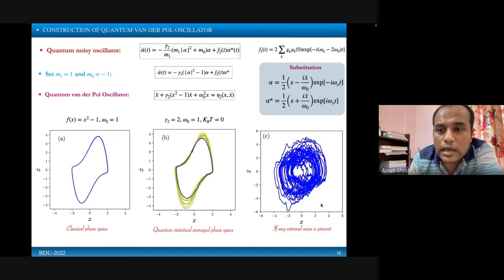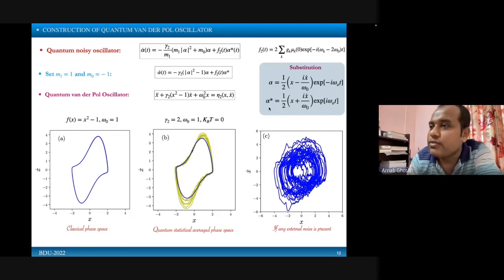Okay. Now this is the Van der Pol oscillator. What about the Rayleigh oscillator? For the Van der Pol oscillator, f of x is of the form x squared minus 1. On the other hand, for Rayleigh, you will see that there is x dot squared and so on. In order to get that, you can obtain the Rayleigh oscillator starting from the same c-number Langevin equations, but you have to make different substitutions.